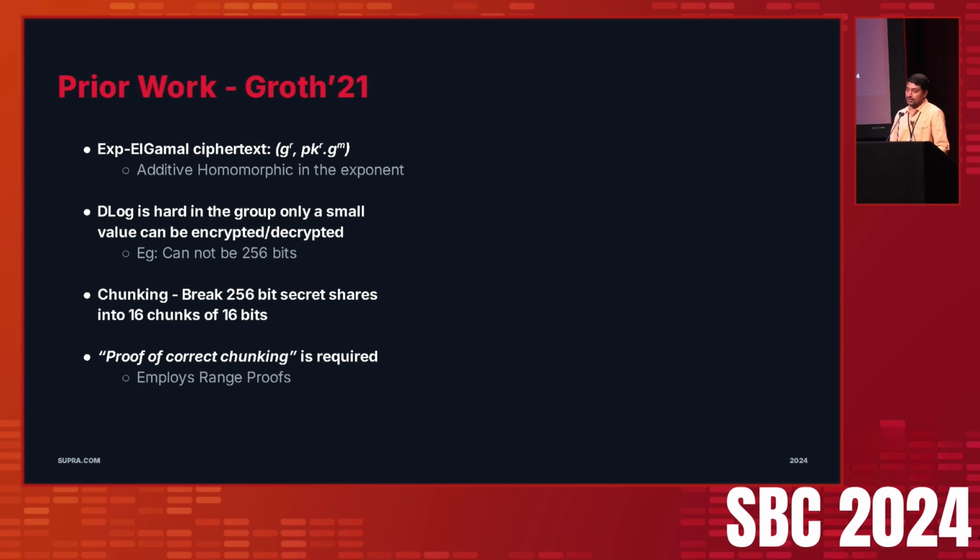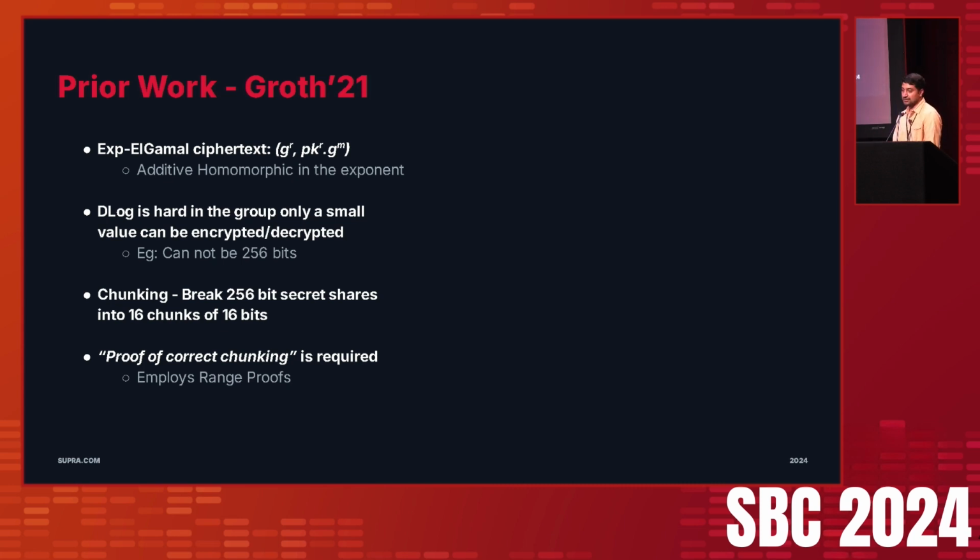One of the non-interactive DKG protocols is by Groth, which appeared in 2021, which uses exponentiated ElGamal encryption for encrypting the shares. So the encryption looks like this. You have to encrypt a message M. You first exponentiate it, let's say to z to the power m, and then you do an ElGamal encryption on it. They want to do this because they want the homomorphic property on the messages, so that the proof of verification can be simplified.